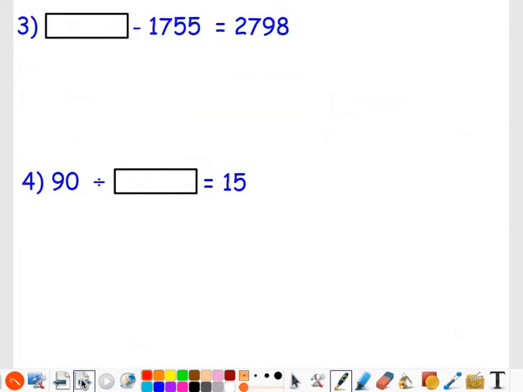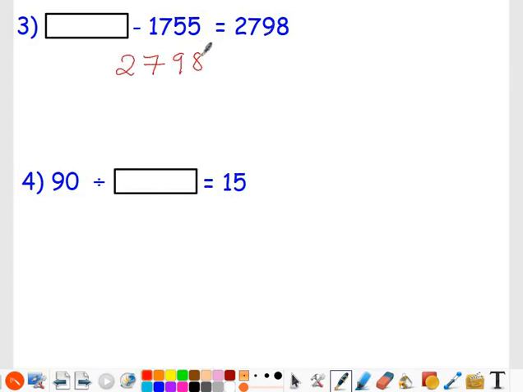So moving on to example 3 then. Something take away 1,755 is equal to 2,798. Well, this time we're trying to work out the total, the starting value. Therefore, if we've taken away 1,755 to get 2,798, we need to add these two numbers to see what the starting value was.